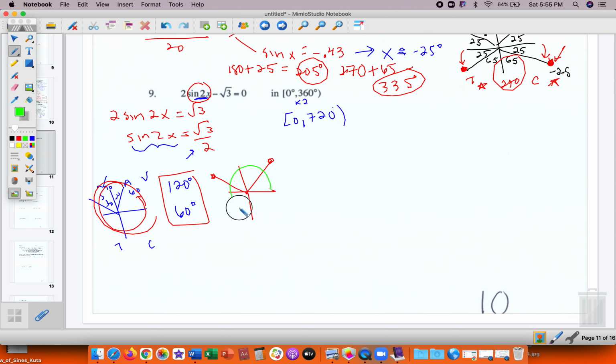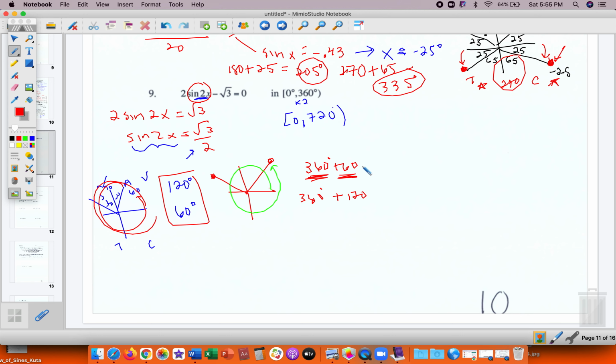we'd have 360 plus 60. So we'd have 360 plus 60, right? We started at 60. We know that's where we'll have a sine value of root 3 over 2, but we have to do that second revolution. And then we also would have 120. That's where sine is root 3 over 2, but we have to have that extra spin.